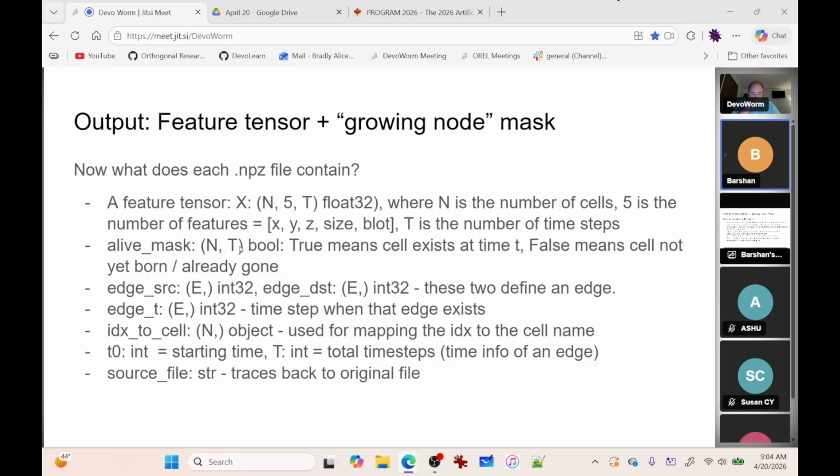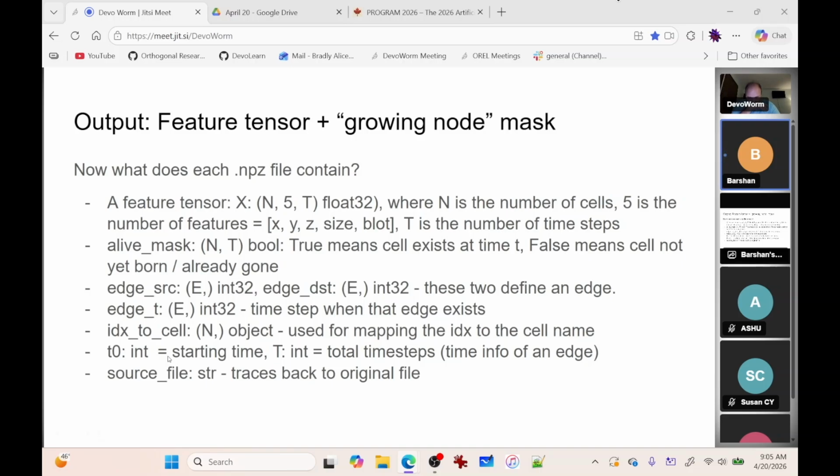Now I have the alive mask, which is a Boolean array, where true means the cell exists at that time, and false means the cell is not yet born or already gone. Now, these are the edge definitions, to see whether an edge exists or not. I have the edge source, which is an int32 data type, and the edge destination. I also have the time edge t, which carries the time step of when the edge exists.